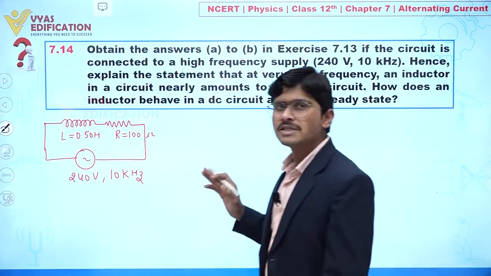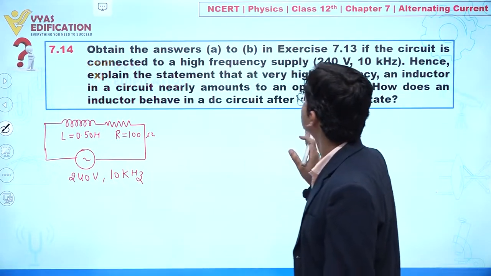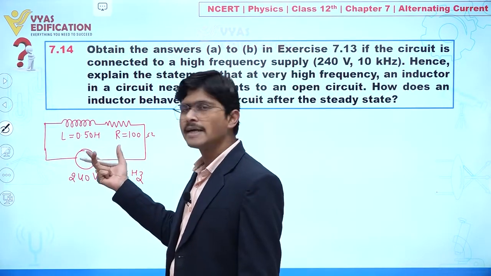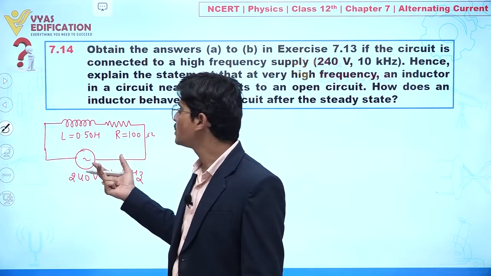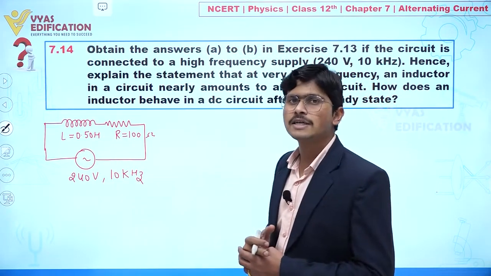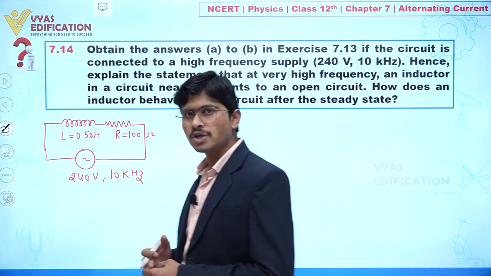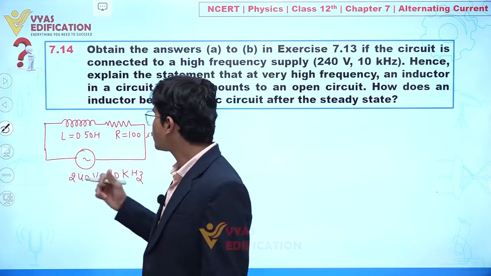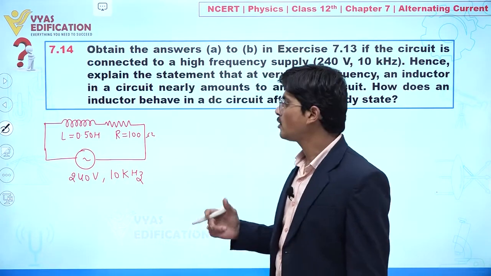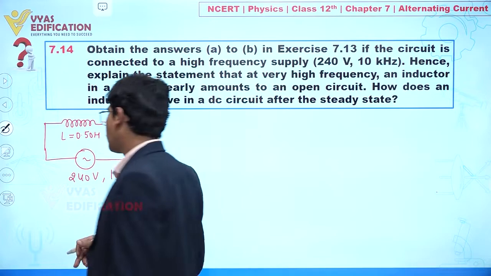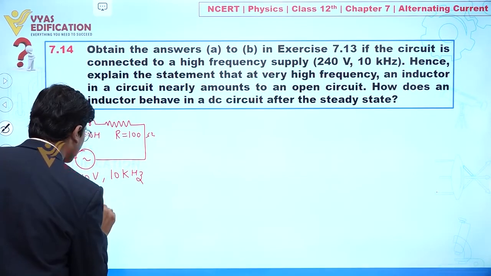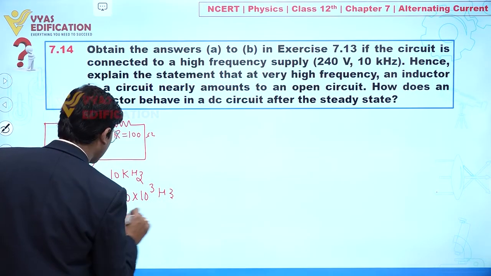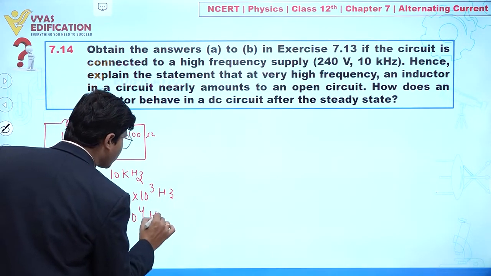Clear? Now in example number 7.13, this is given as information. We have connected an inductor and a resistance, both in series. The value of inductance given is 0.50 Henry, and the value of R is 100 ohm. It is also given that it is connected to a supply of 240 volt and 10 kilohertz. So if we talk about frequency, we can write it as 10 multiplied by 10 to the power 3 hertz, so this is 10 to the power 4 hertz.